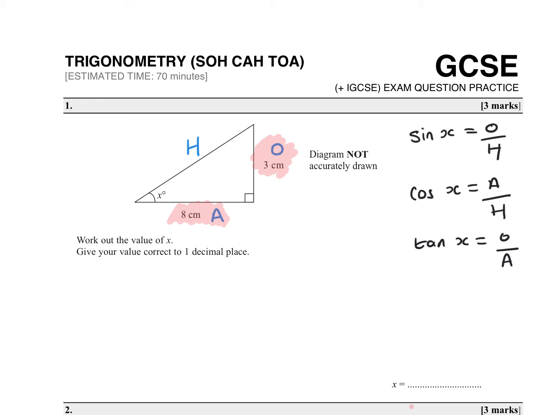So I'm going to fill in everything I know. So now all we're doing is substitution. So tan of my angle X equals my opposite, which is 3, over my adjacent, which is 8. So I filled in the formula. Now, how do I find X?